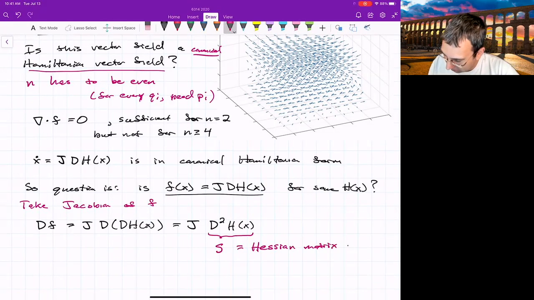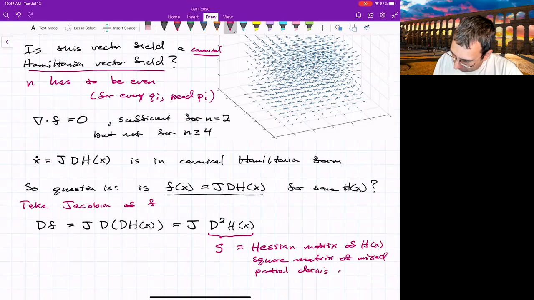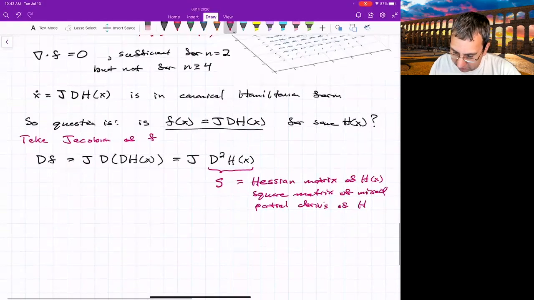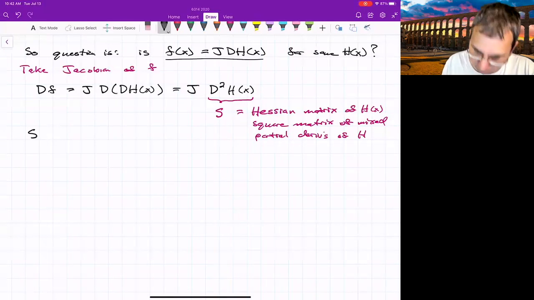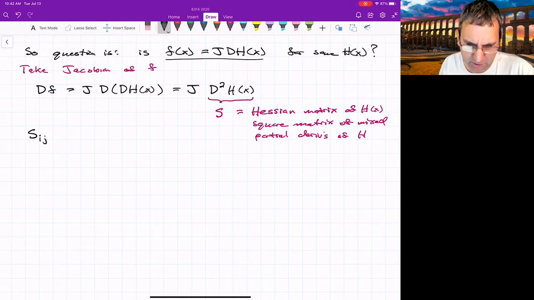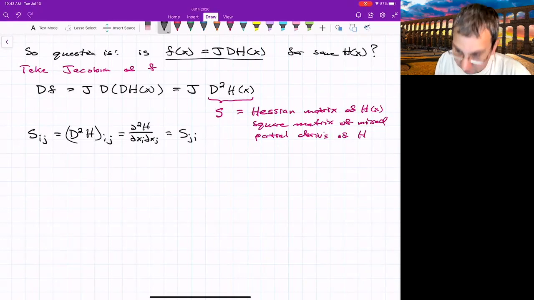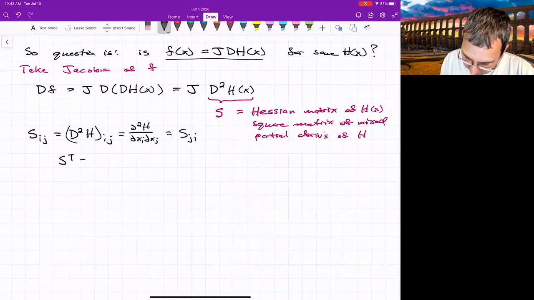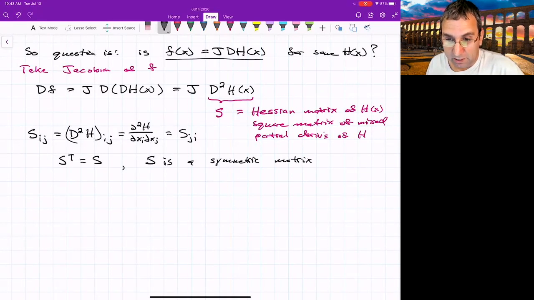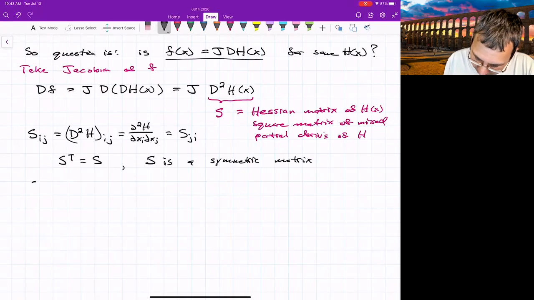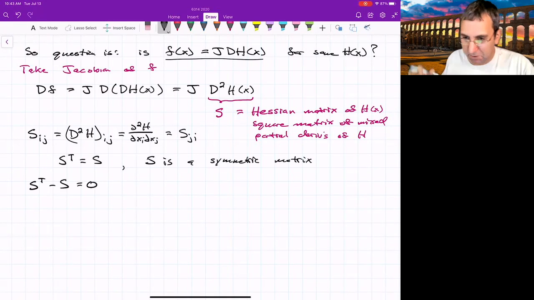If you remember your multivariable calculus, it's the square matrix of mixed partial derivatives of the scalar H. So if we have that S, we could look at the elements of S. This is something that's true for Hessian matrices. They are symmetric, because of the equality of mixed partial derivatives. So S transpose equals S. S is a symmetric matrix due to the equality of mixed partials. And we could rewrite this as S transpose minus S equals the matrix of zeros.